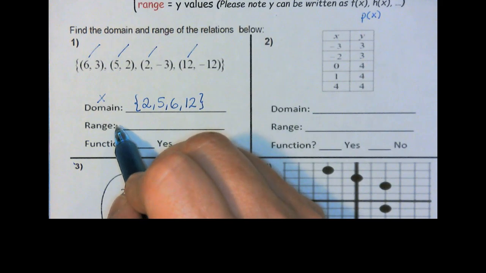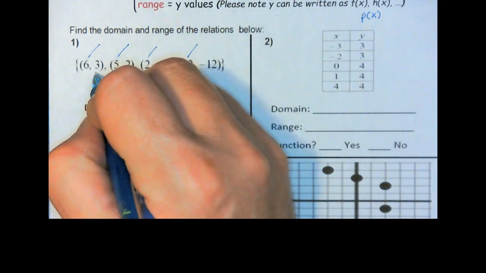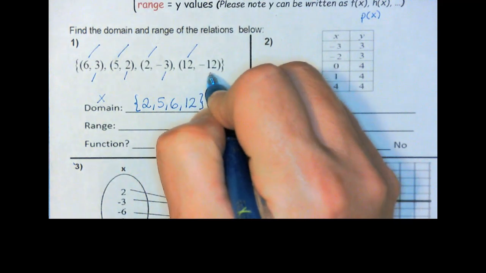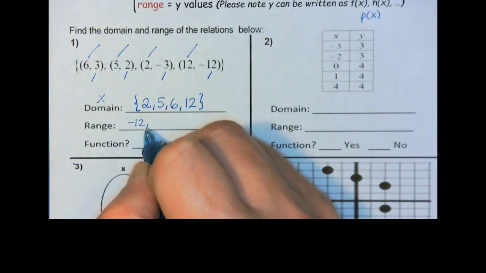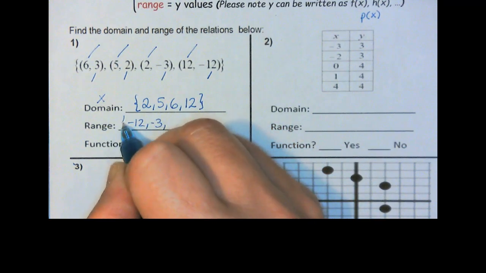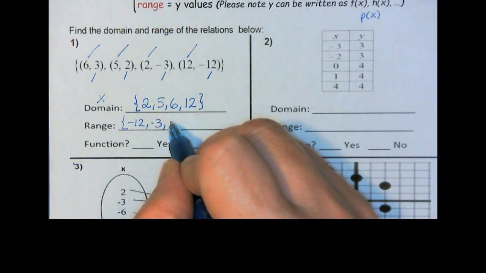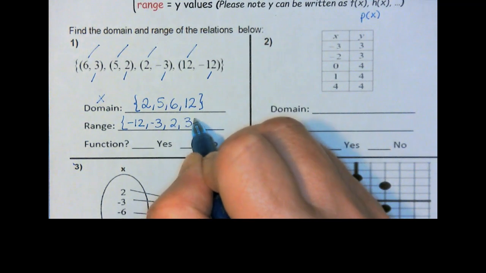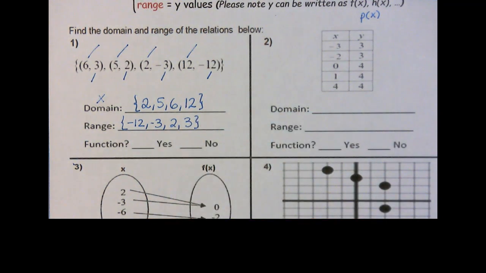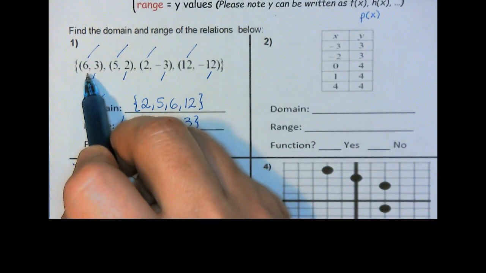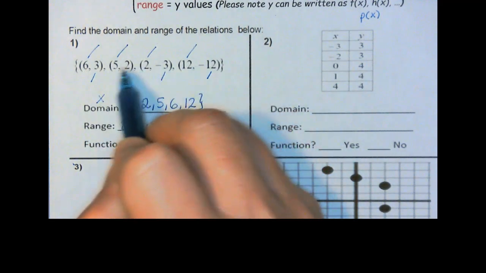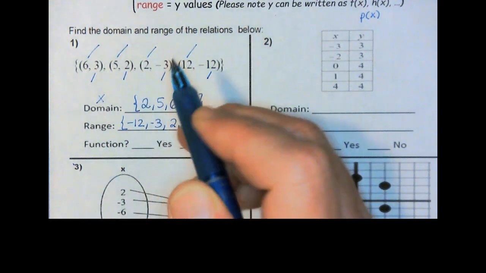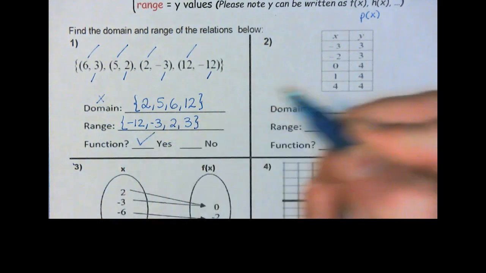Very good. The range is going to be the second number. So basically we're going to look at these numbers and we're going to start with the smallest. So the smallest one will be negative 12, negative 3, 2, and 3. And the question is, is this a function, yes or no? If you remember, the rule of functions for a list of ordered pairs is that the x value cannot repeat, and it doesn't, so therefore this is a function.